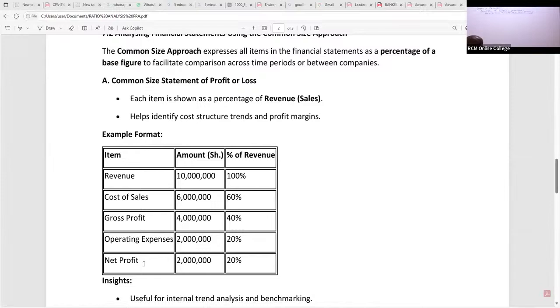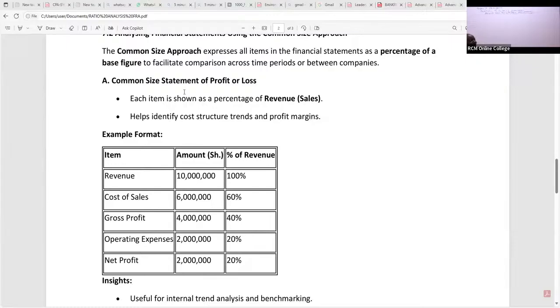So if you're given a profit and loss statement, just a simple one like this, and they want you to do a common size profit and loss statement, what you will do is get all these values as a percentage of revenue, because revenue is your base. Like the first percentage, you will take 10 million over 10 million times 100. This one will be 6 million over 10 million times 100. Everything, you divide by the common base. Our common base is revenue.